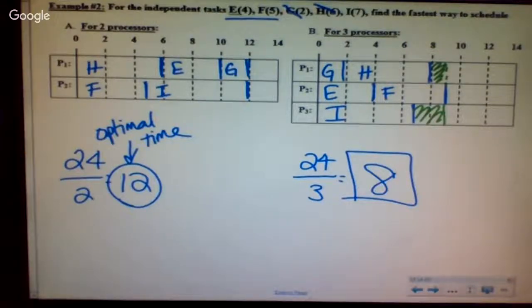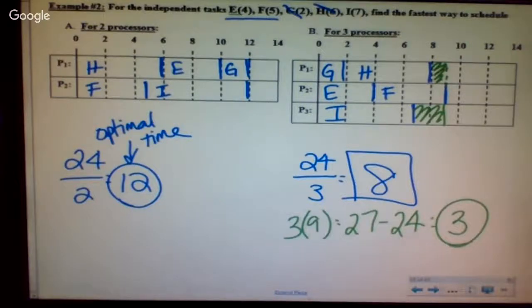Again, if I have 3 processors and they're each scheduled for a 9-hour shift, that's 27 hours. Well, it should have only taken 24 hours to do, which means I should have 3 hours of idle time. Because it had to go to 9 because you had to pair E and F together. So we can't do the equation before we break it down. Not always.